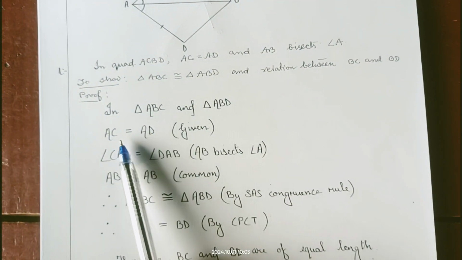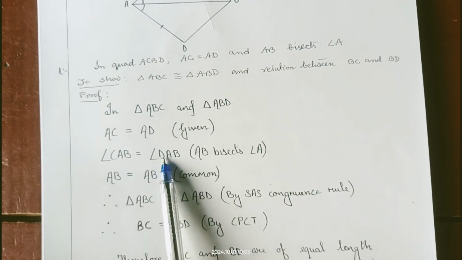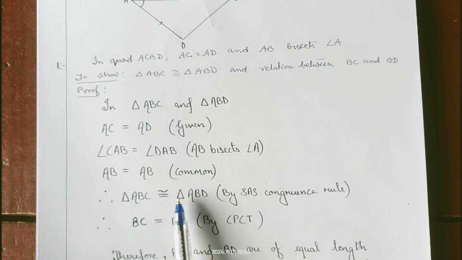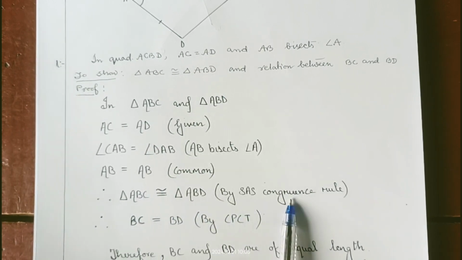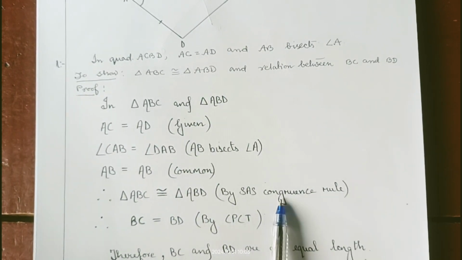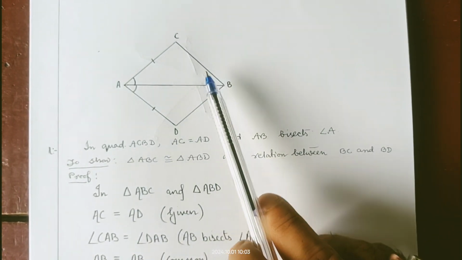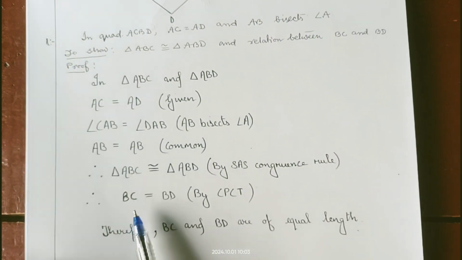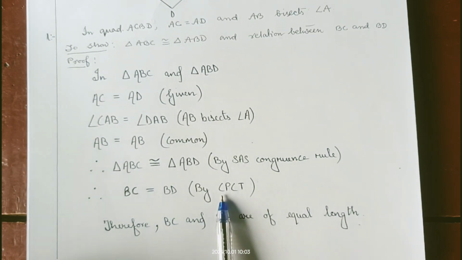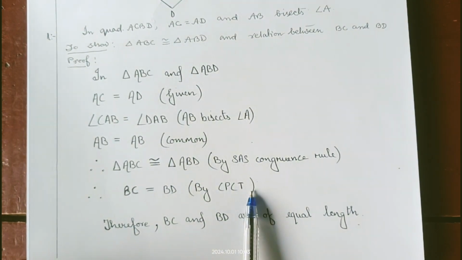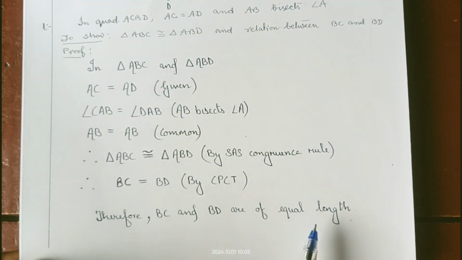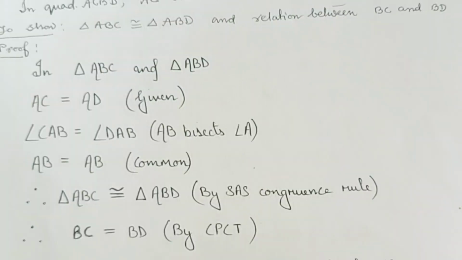So since here these sides are equal, this angle is equal, these sides are equal, so triangles are congruent by SAS congruence. Now since triangles are congruent, we know corresponding sides are equal, so BC and BD are equal. We can write BC equal to BD by CPCT, corresponding parts of congruent triangles. Therefore BC and BD are of equal length, and that's the answer of question number 1.